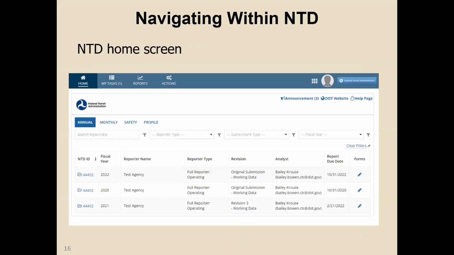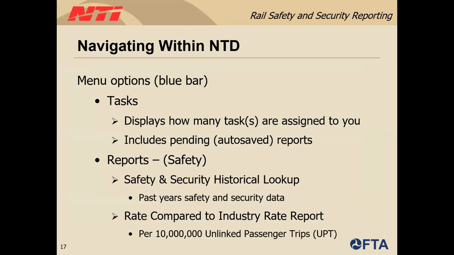Once you complete the login, this is a snapshot of the default home screen. Notice the menu options in the blue bar across the top, which we discuss more on the next slide. Beneath the FTA logo, you see you have access to the different modules in NTD: annual, monthly, safety, and profile. The task menu shows you how many tasks are in your queue. For example, one of the tasks you may have could be to manage any pending or incomplete SNS reports.